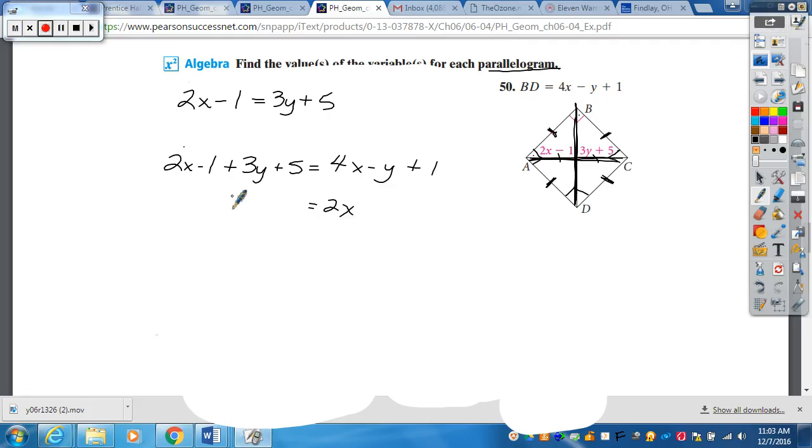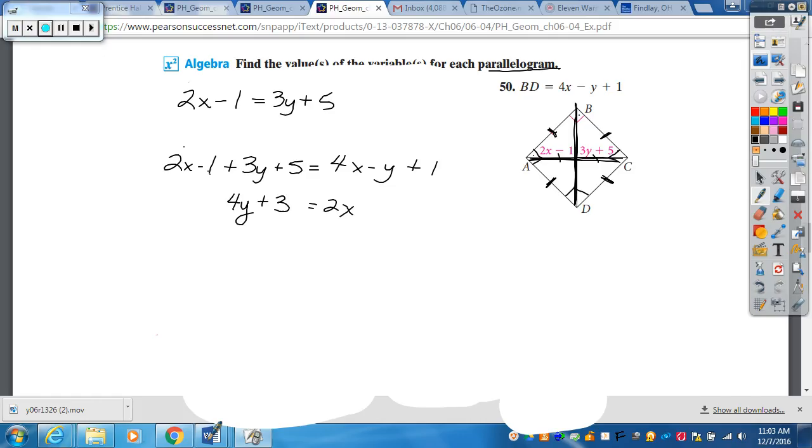I would add y to both sides. And then if we do this, 5 minus 1 is 4. And if I subtract one more, bringing over that 1, I get 3. So we end up with that as the expression right there. That seems a lot cleaner than the previous problem.